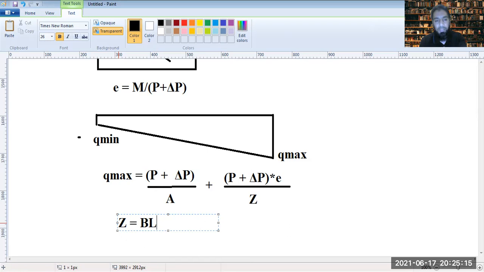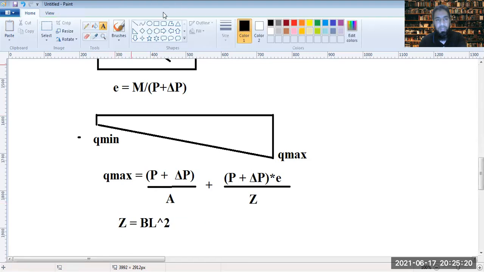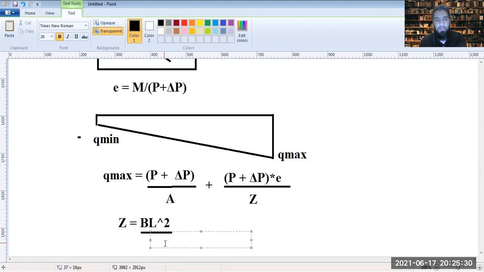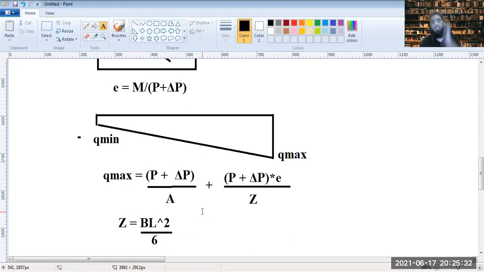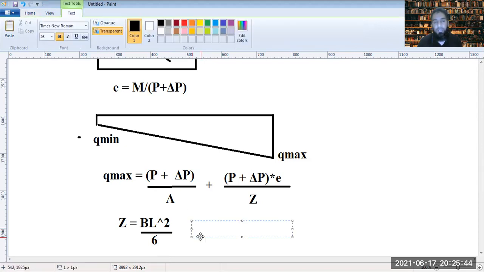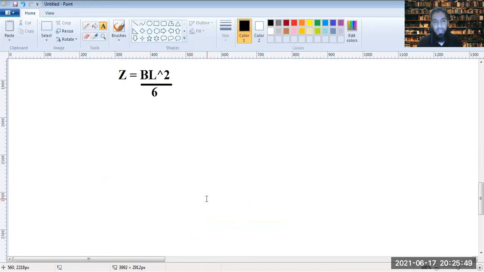How do we know that? We know that because we know the value of I. What is I? The value of I is BL cube by 12. So you have Z equal to I by L by 2. Thereby, you have Z equal to BL square by 6.